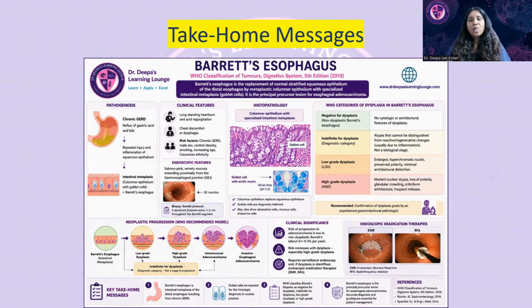Fourth, use the 4-line concept whenever you are in doubt between dysplasia versus reactive atypia. Fifth, WHO recognizes 4 distinct categories, which are negative, indefinite, low grade, high grade. Remember that indefinite for dysplasia is a diagnostic category, but not a biological stage of progression. Finally, accurate pathological interpretation directly prevents esophageal adenocarcinoma. So as pathologists, we play a vital role in interrupting the metaplasia, dysplasia, carcinoma sequence.